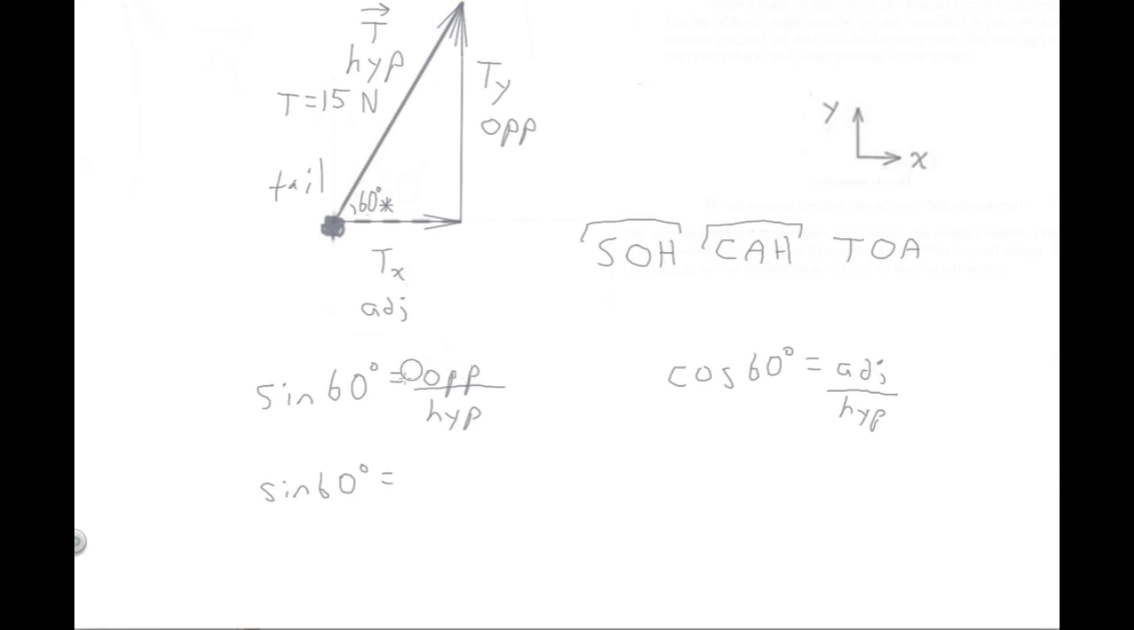Well, the length of the opposite side will be represented by the magnitude of T sub y, and the length of the hypotenuse is 15 newtons. The length of the adjacent side will be represented by the magnitude of T sub x, and the length of the hypotenuse is 15 newtons.